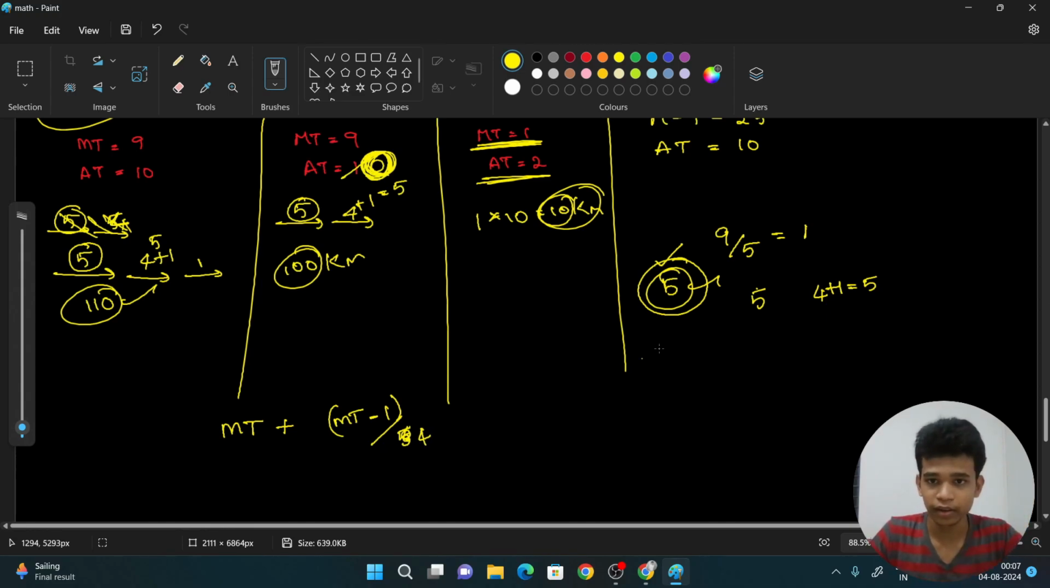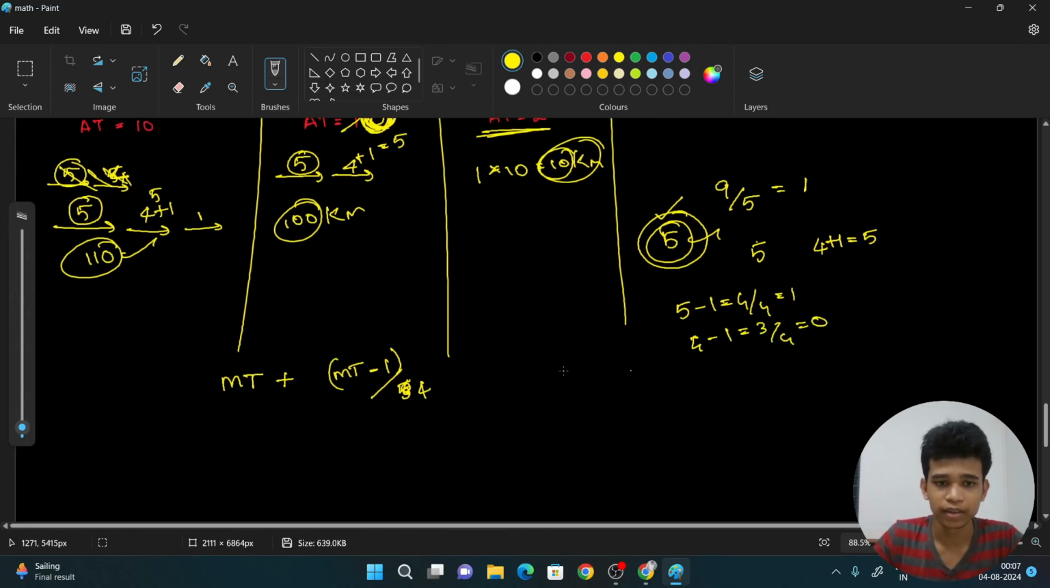Initially you want 5, right? So if I have 5, 5 minus 1 is equal to 4. 4 divided by 4 is equal to 1. If I have 4, it will be 4 minus 1, it will be 3. 3 by 4 is equal to 0. Can you understand this? That's why I'm putting this.